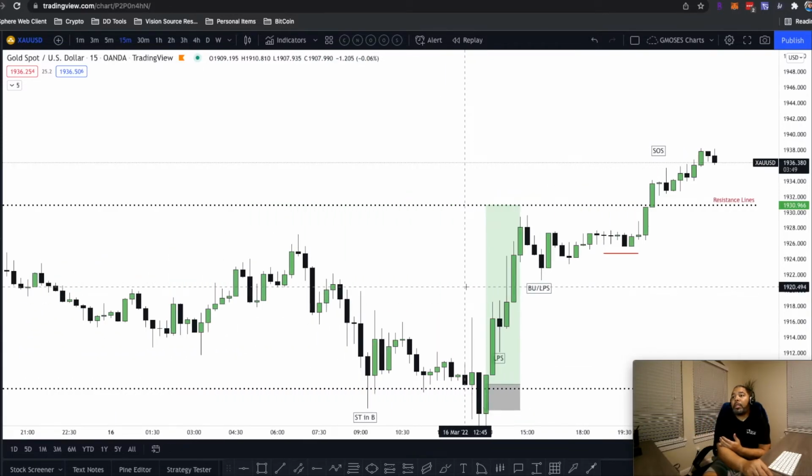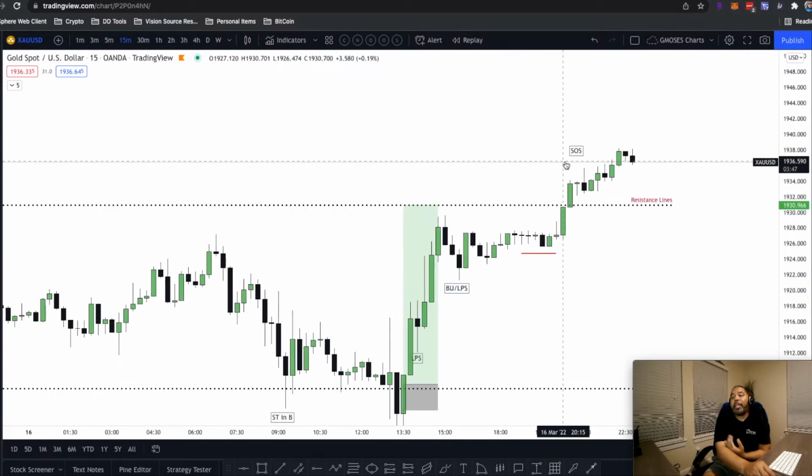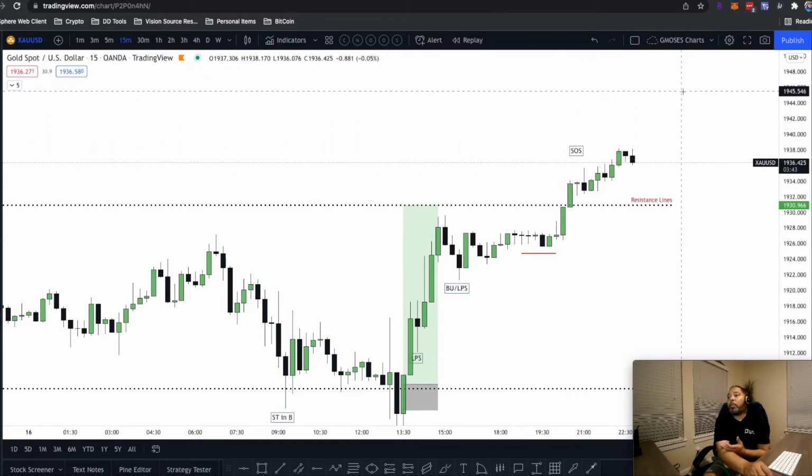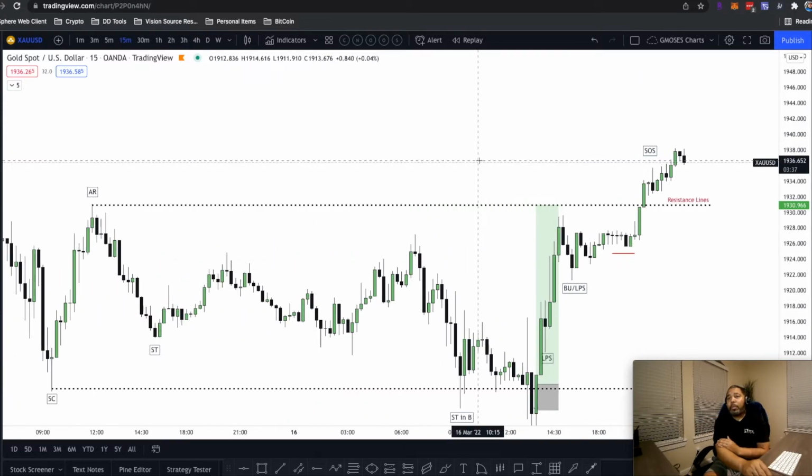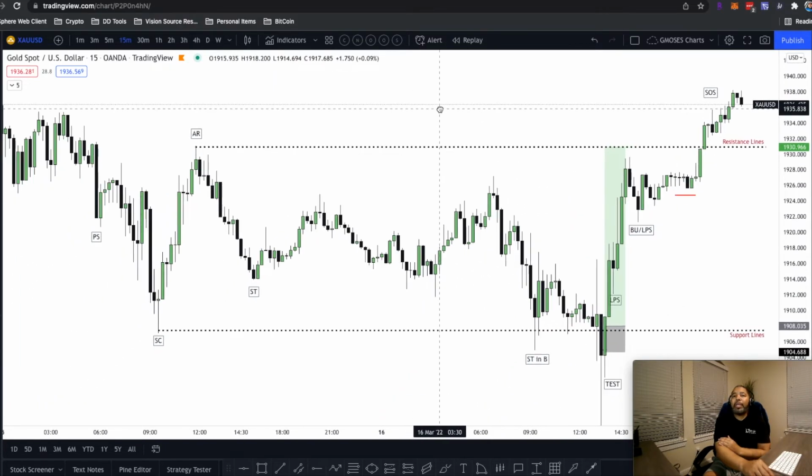So as you can see, it's broken the resistance lines, gave us a sign of strength, and then price is probably going to shoot up a little bit more, or it might start consolidating again, give us a distribution, and it might shoot down. Now, also within this accumulation schematic, there are other opportunities we possibly can look at.